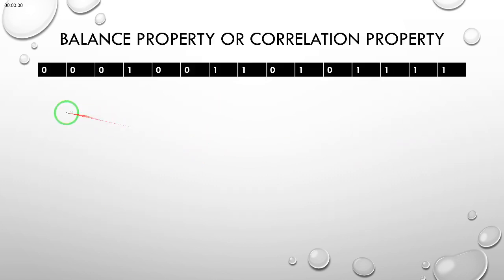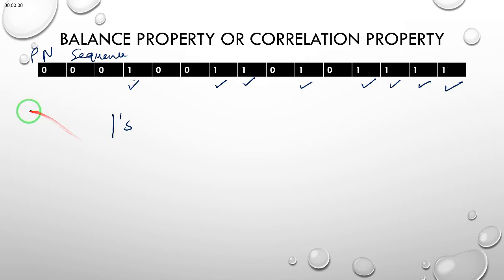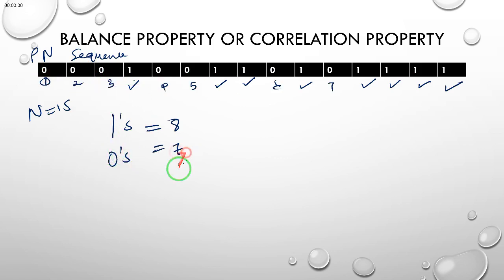For instance, this is the PN sequence that we produced in the previous class, or the previous video. If you count, the number of ones is 8. In this case n is 15, the number of ones is 8, and the number of zeros is 7. So we can clearly see that the balance property, or correlation property, is satisfied, and also the uniform distribution that we mentioned.